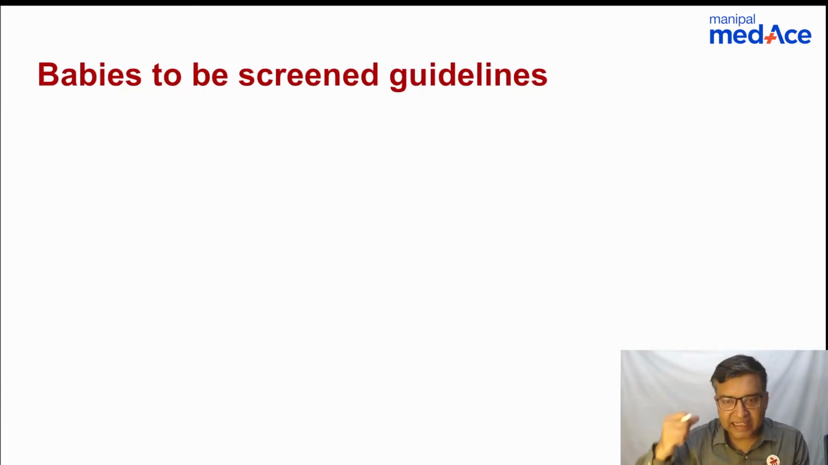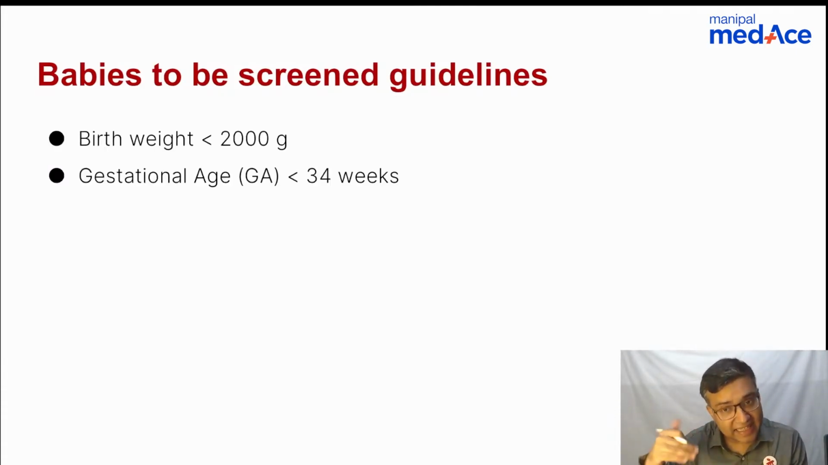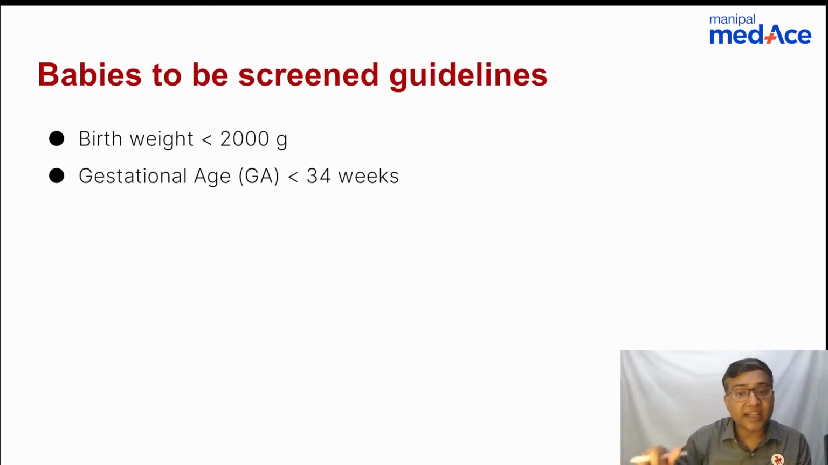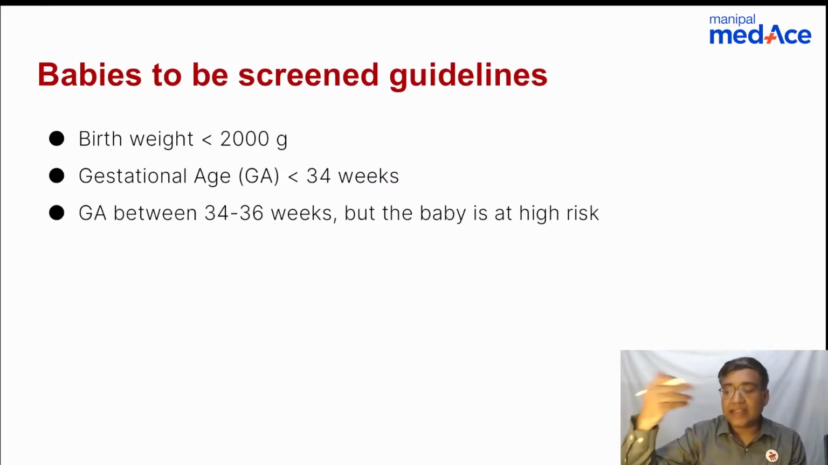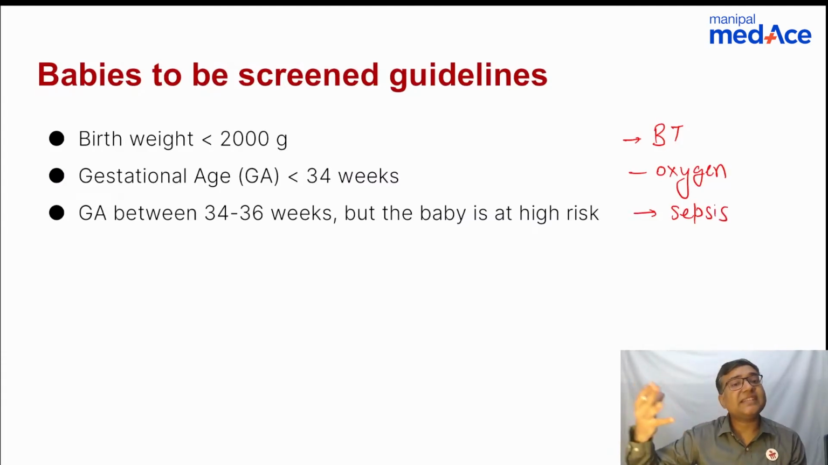What are the various guidelines that you should remember? So first of all, these patients are low birth weight babies. So any baby which is less than 2 kg of weight, or the gestational age is less than 34 weeks, or if the gestational age is between 34 to 36 weeks, but this is a high risk baby. So let's say the patient is on blood transfusion, on supplemental oxygen therapy, or the patient got sepsis. So these are the various high risk conditions.